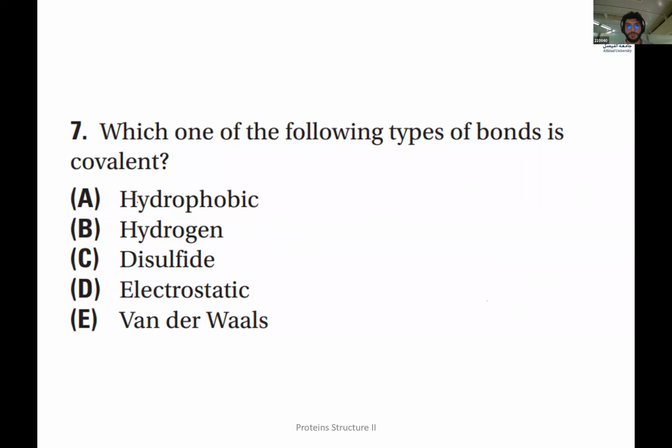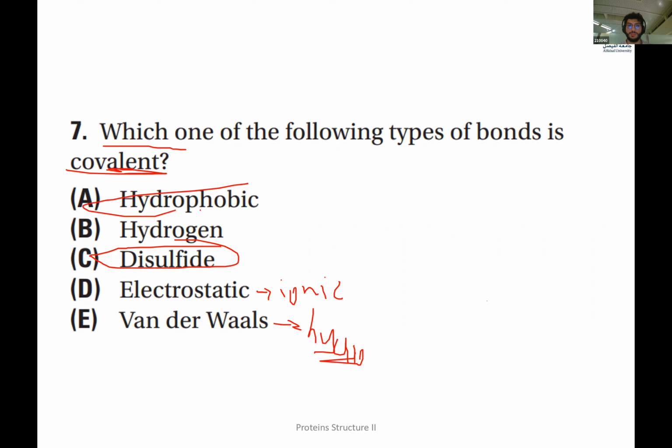All right. Let's do these questions very quickly. This is a simple question I got. You can just type in the chat: which of the following bonds is covalent? This is not very important, but just to emphasize the concept. Yes, it's a disulfide bond, this one. The other ones: this is an ionic bond, this is hydrophobic, this is a hydrogen bond. So it's a disulfide bond.